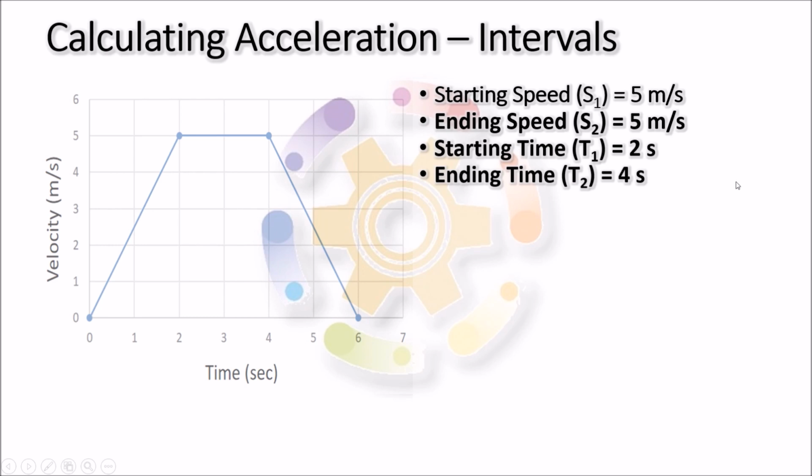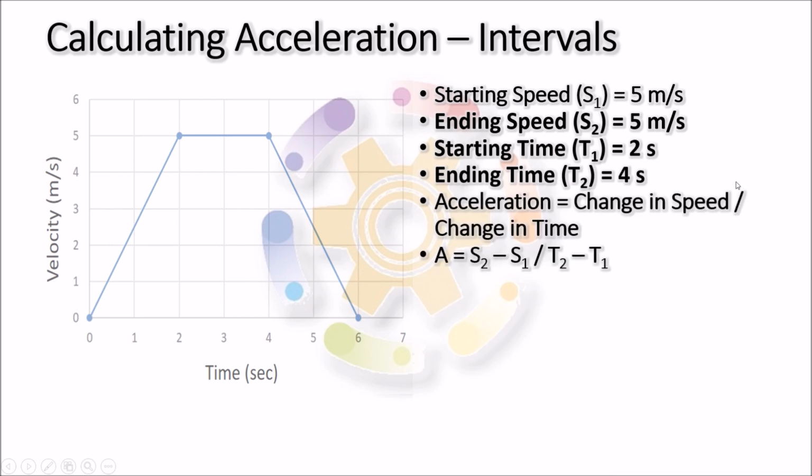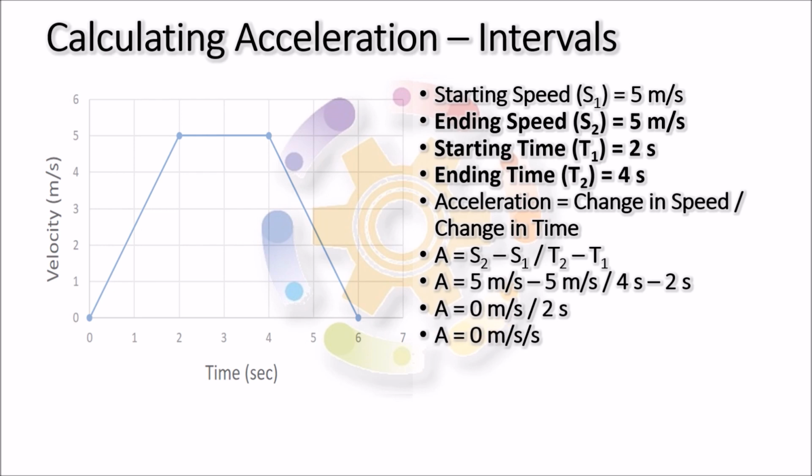So let's complete our formula and see if we can figure out exactly what that information can tell us about the object's motion. So once again, we're going to input our values into our formula. So we end up with 5 meters per second minus 5 meters per second divided by 4 seconds minus 2 seconds, which gives us 0 meters per second divided by 2 seconds. So we get 0 meters per second, or 0 meters per second squared.